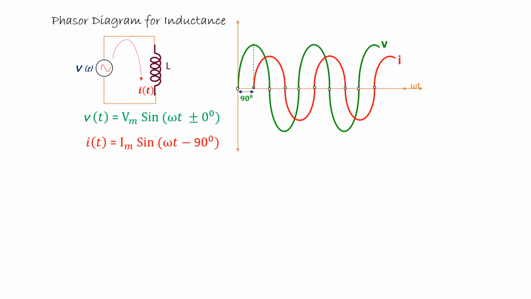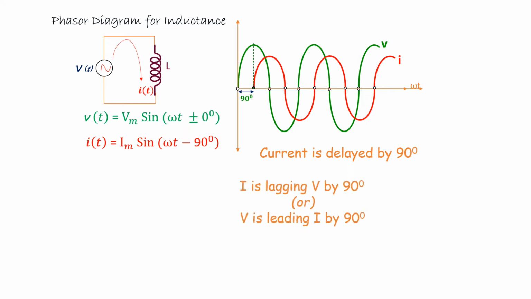You can see the waveforms of voltage and current in the case of inductance in this figure. You can observe the waveform of the current is delayed by 90 degrees. So we can say for an inductance, the current lags the voltage by 90 degrees. In other words, V is leading the current by 90 degrees. Let us draw the phasor diagram.